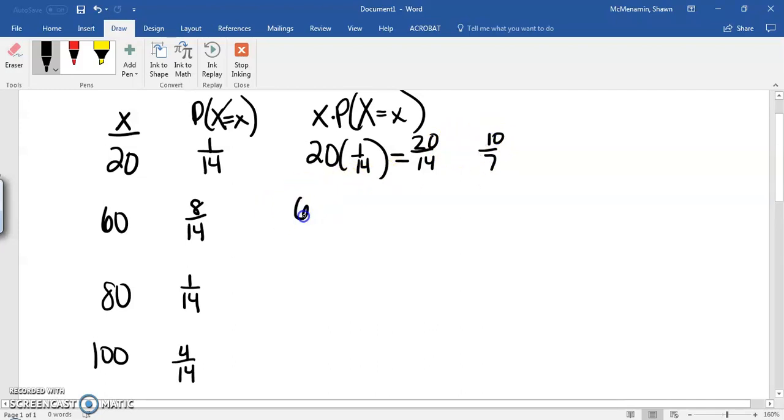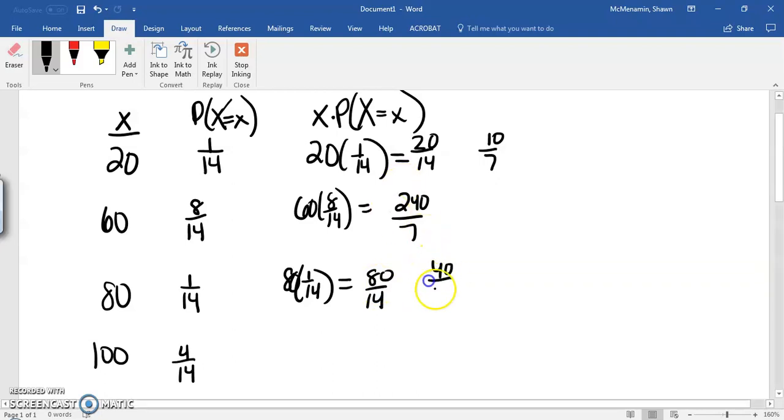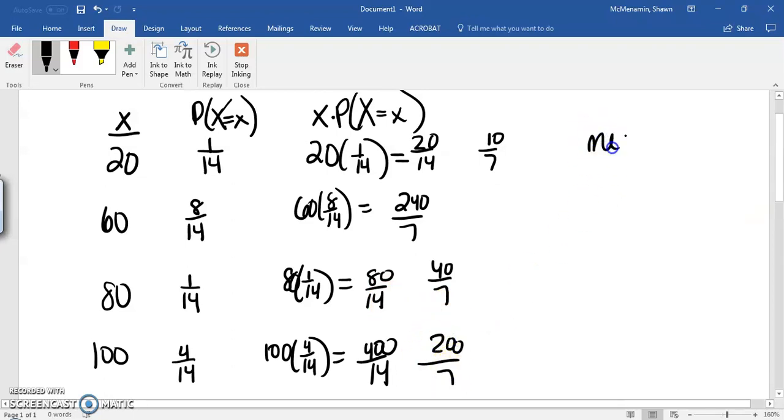And then 60 times 8 over 14. So 60 times 8 divided by 14 gives me, as a fraction, 240 over 7. And then 80 times 1 over 14, when you multiply it, gives me 80 over 14. You can leave it like that, or reduce it, divide both by 2, and you get 40 over 7. And then 100 times 4 over 14 gives you 400 over 14, which if you reduce it, is 200 over 7.